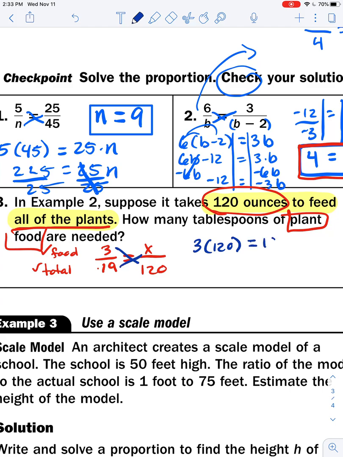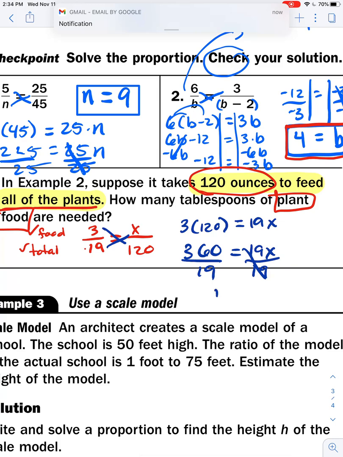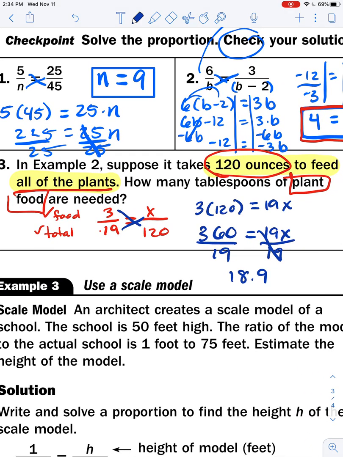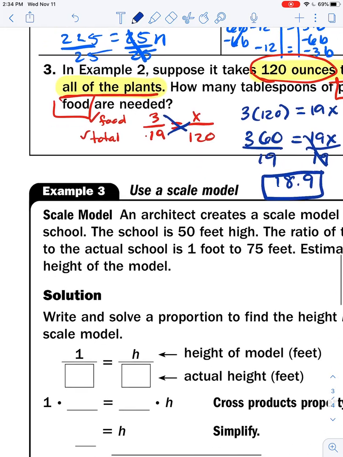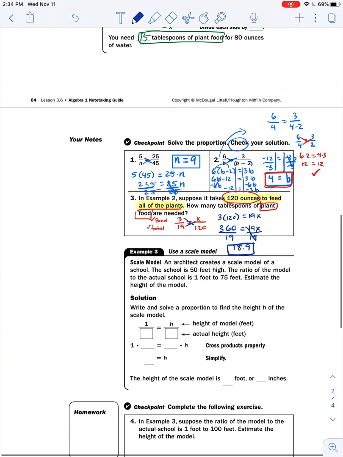Now I can do my cross product, my cross multiplying. 3 times 120 has to equal 19 times x. Now keep in mind that it's okay to not get a perfectly whole number. You can get decimals in your answers because that's just what happens in real life, sometimes it doesn't go in perfectly. That's going to probably happen here because when I divide this by 19, I don't get a whole number. I am getting 18.9, and that's going to be tablespoons of food. Okay. So I'm just setting everything up the same.